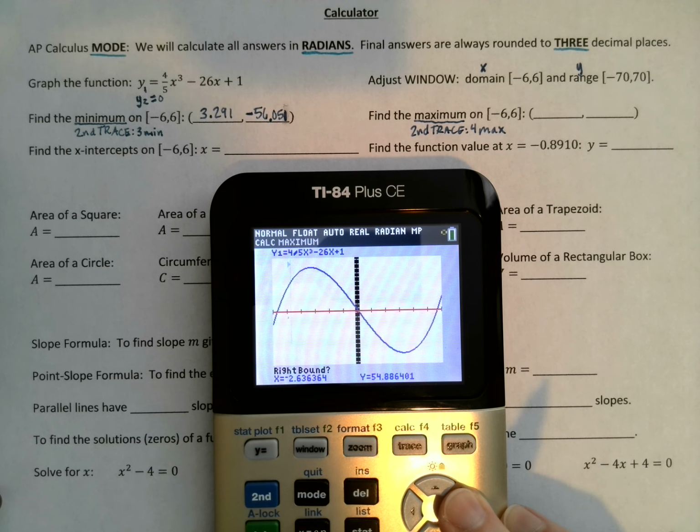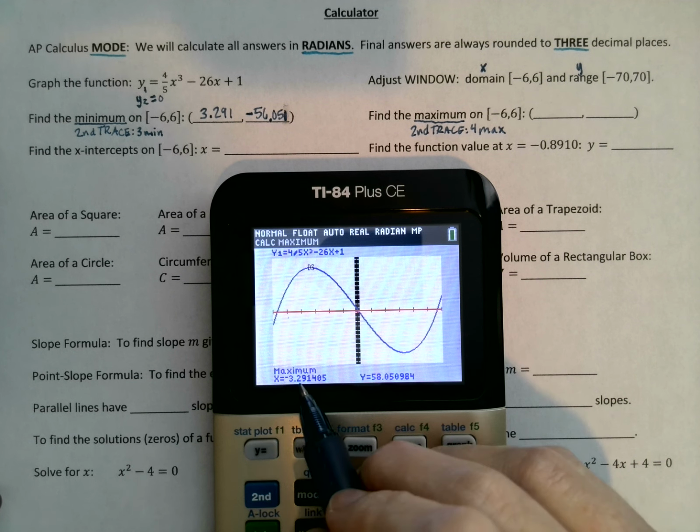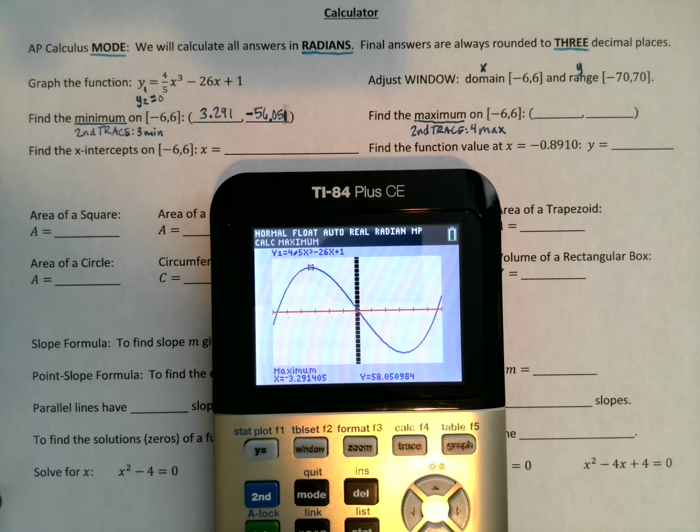Hit enter one time, then travel back over the maximum, or through the maximum, to the right side, and hit enter one time to give the right bound. And then I never have a guess, so hit enter one more time. Again, now that we see maximum, we know we have our final answer.